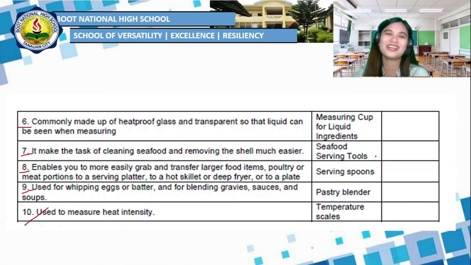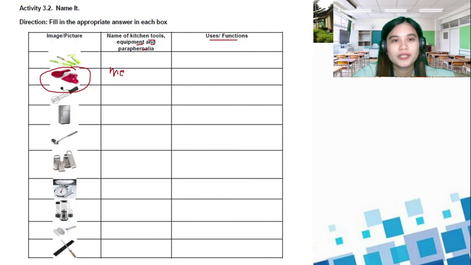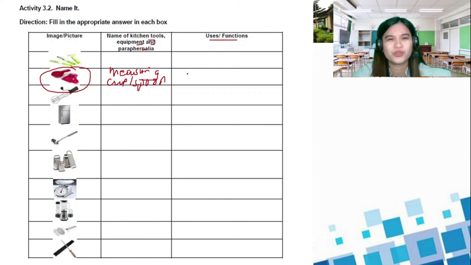Congratulations to that. Now, let's go on with activity 3.2, or name it. Now, fill in the appropriate answer in each box. For example, we have here the name of kitchen tools, equipment and paraphernalia, uses, and function. Okay, for example, in this one, you will write here measuring cup or spoon. Okay, what is its function or uses? You can say it is used to measure liquid and dry.